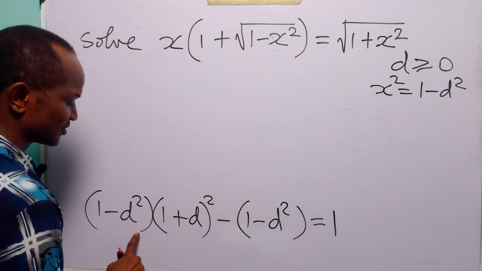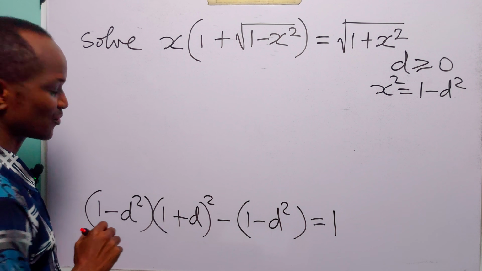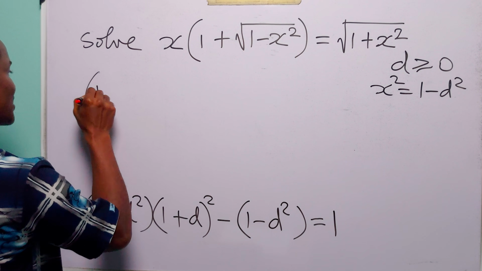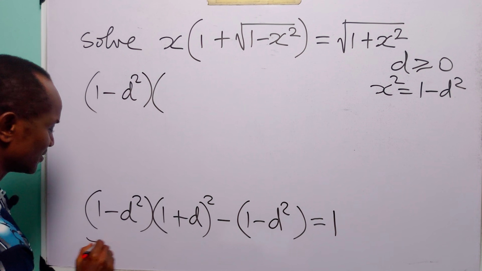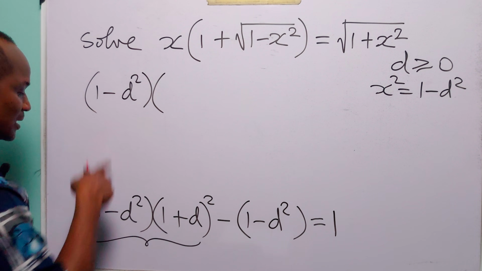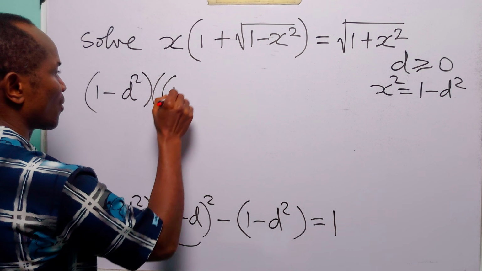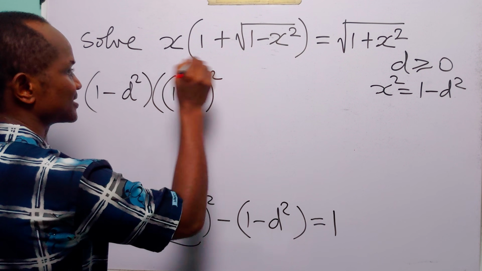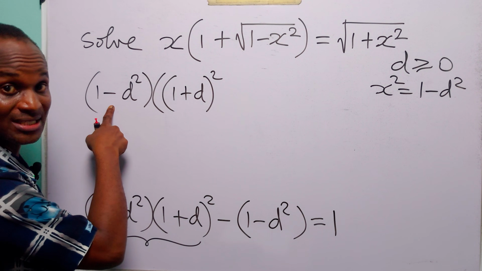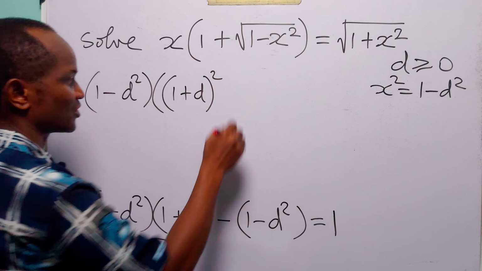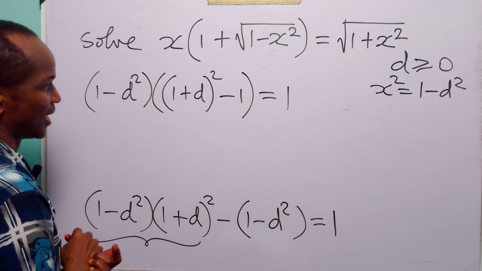Now, when you look at these two terms, you will see a common factor, which is 1 minus d squared. So we can factorize. We have (1 minus d squared) into, when you divide this term by 1 minus d squared, you are left with (1 plus d) squared. And when you divide the other term by 1 minus d squared, you have minus 1. And this is still equal to 1.